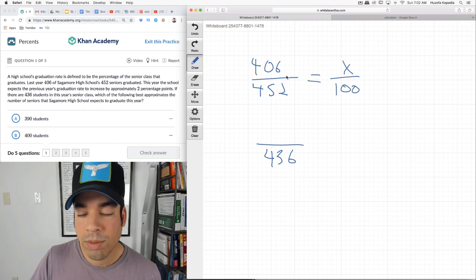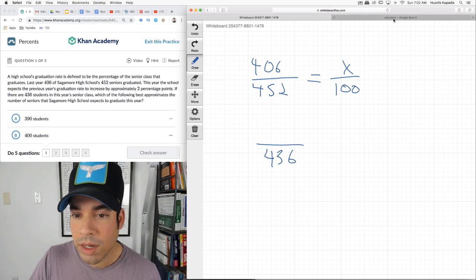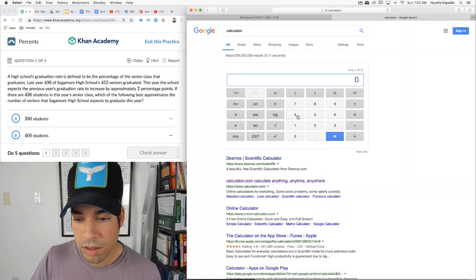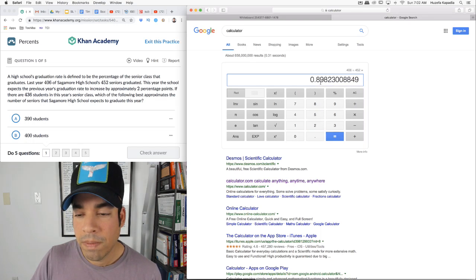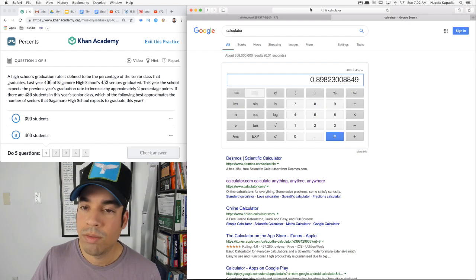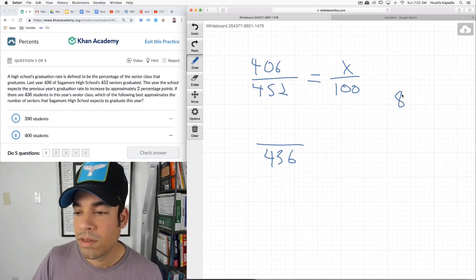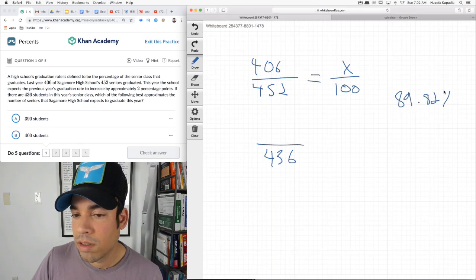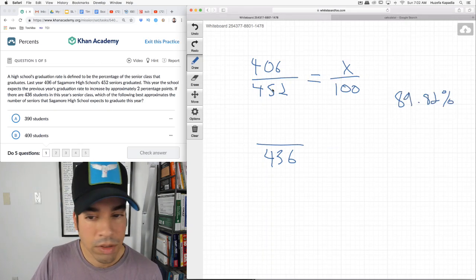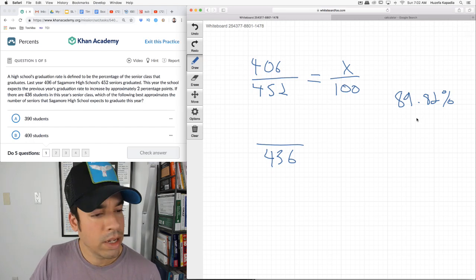We can set up a nice proportion like that, or I can just divide this and move the decimal over, either way. So 406 divided by 452 equals 0.89. 89.82%, let's say. Sure, we got the numbers right. 406, 452. Okay, 89.82%.